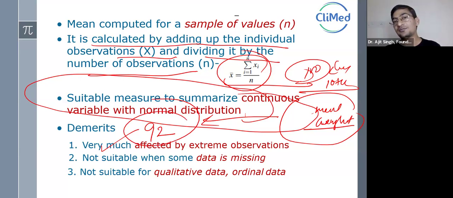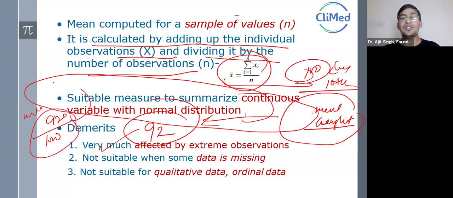What will you do? You don't know the age or the weight of those 8 people. So you will count the weight of these 92, and then you will divide it by 100 only. And you don't know, the difference will be huge. The mean will be totally tampered. So it is not at all suitable for the missing data.